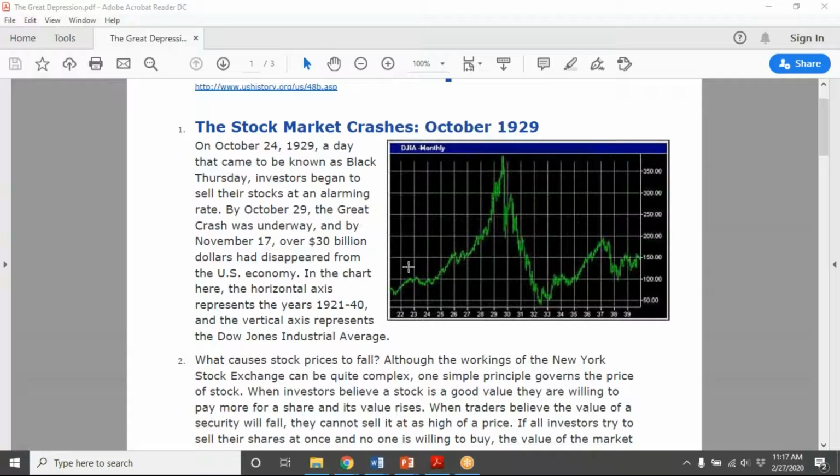In the chart here, the horizontal axis represents the years 1921 to 1940, and the vertical axis represents the Dow Jones Industrial Average. That's something you probably hear on the news today. It's just an average, a generic measurement of the stock market's health. There are thousands and thousands of different stocks you can invest in, and I don't know all the details exactly, but the Dow Jones Industrial Average is a good measurement of the health of the stock market.